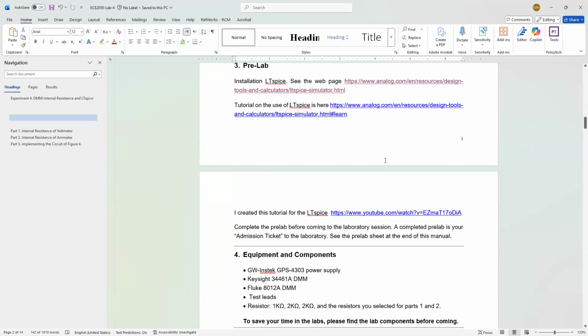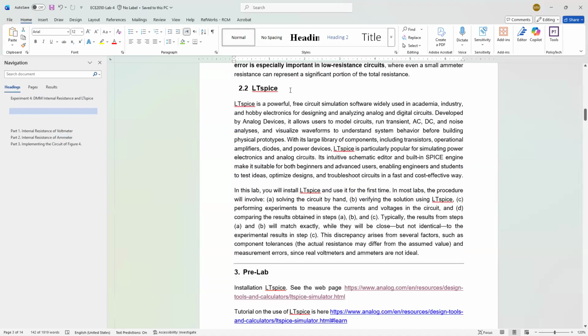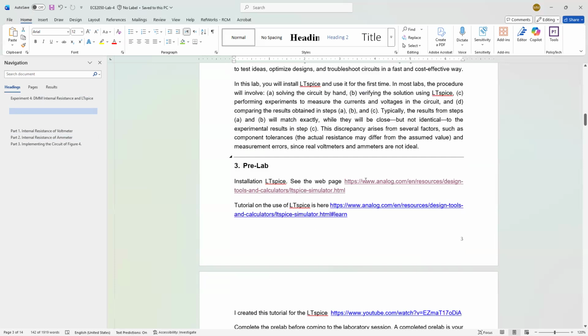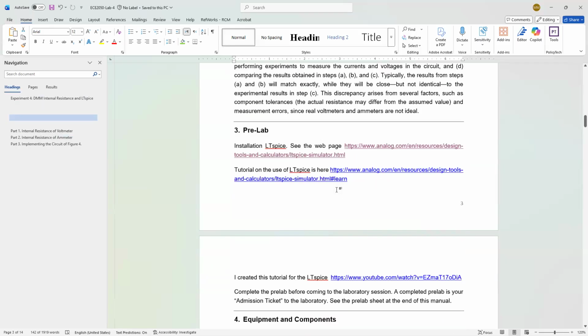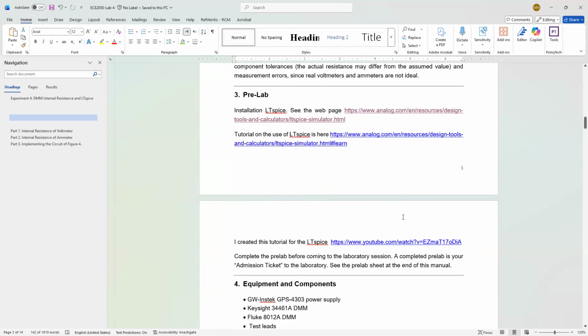The second part in this lab is that you need to download a simulator. A very important, very interesting simulator. We call it LTspice. Here in the pre-lab I give you this link. You have to go to this link and download it. Here I give you a tutorial on how you can use the LTspice circuit simulator.